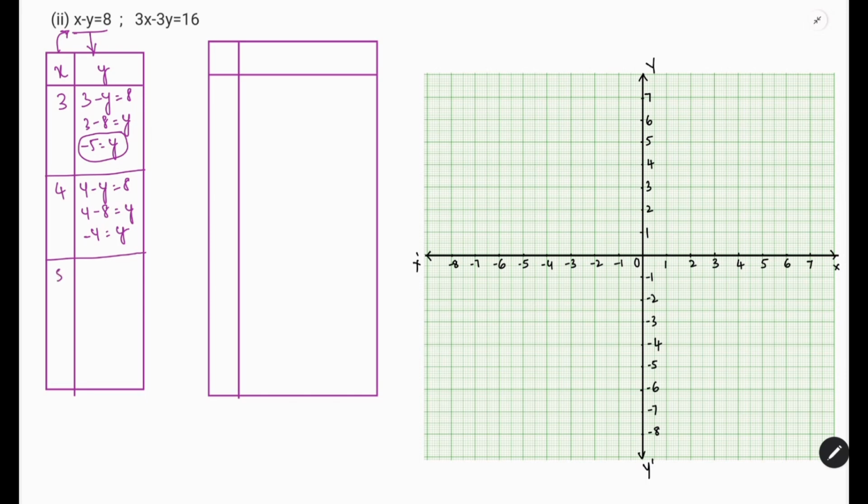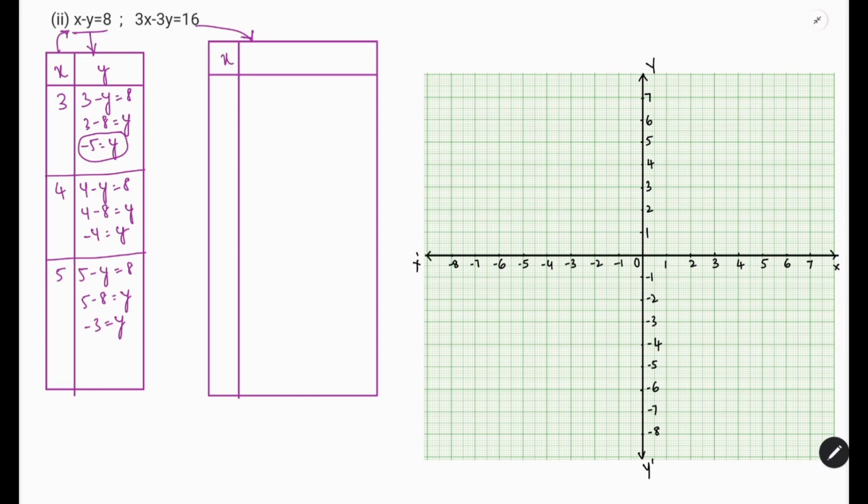If x is 5, okay, 5 minus y equal to 8. Okay, 5 minus 8 equal to y. So minus 3 equal to y. If x is 5, then y is minus 3. Okay, now take these values.